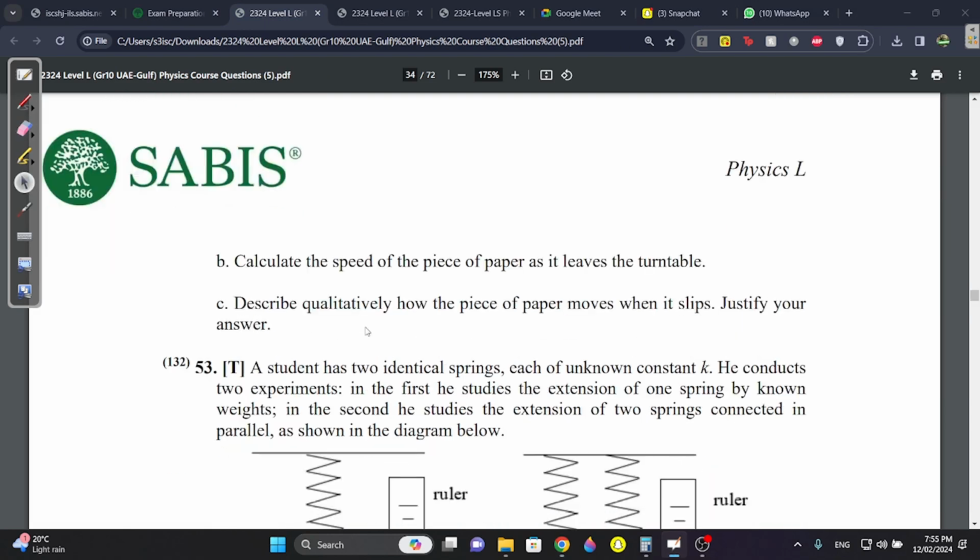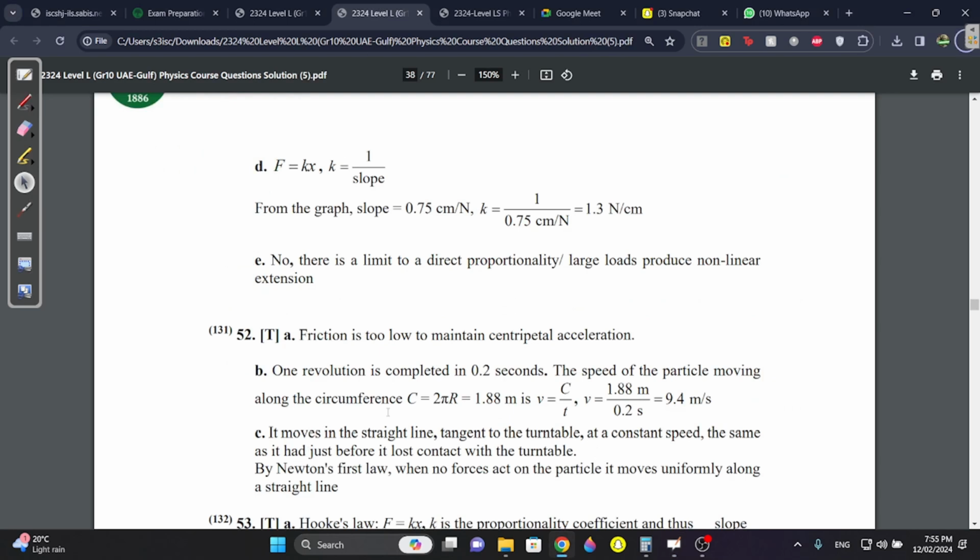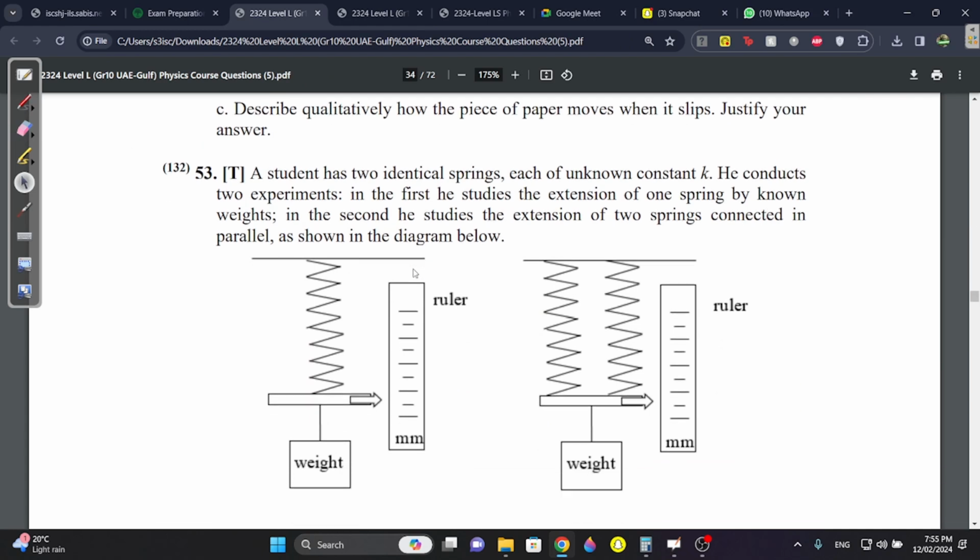Part C, describe qualitatively how the piece of paper moves when it slips. Justify your answer. Once you look at the answer, I think they usually don't bring these types of questions. After it slips off the table, the piece of paper is going to continue on the tangent to the turntable. So if you have the turntable like this, and the paper slips off here, it's going to continue in the direction of the tangent. This is the tangent. It's going to fly across that tangent, and it's obviously going to continue with the same speed it left the turntable. Part D.